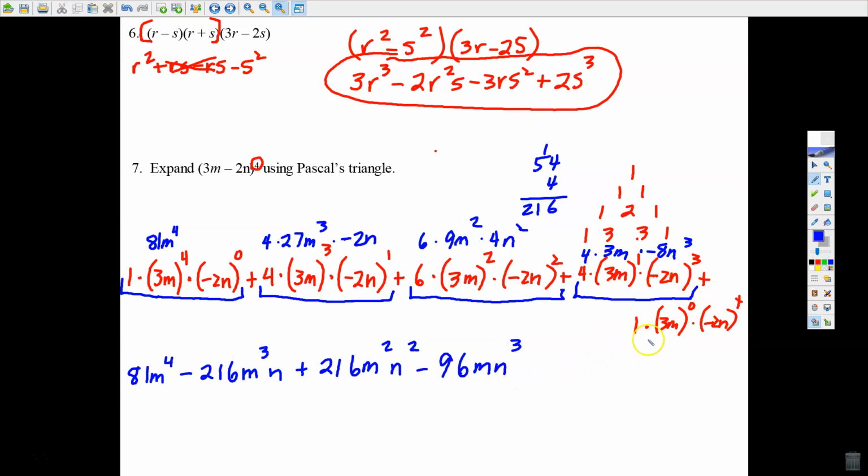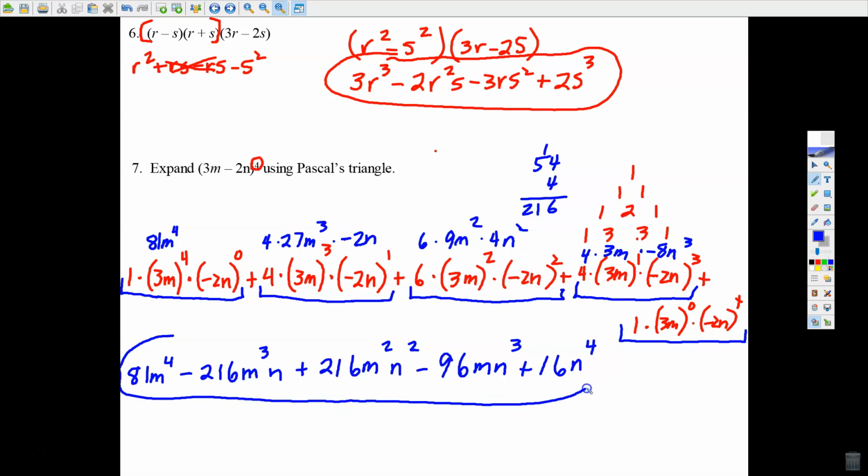And we're almost done. We just got this one more term. 1 times 1, 3m to the 0 is just 1. And I just have to do negative 2 to the 4th. That's positive 16. And then n to the 4th. And that ends up being my final answer, expanding using Pascal's triangle.